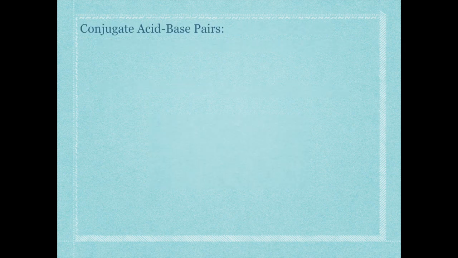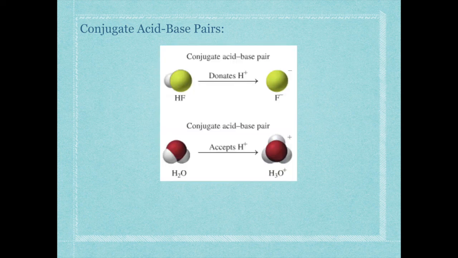So let's look at some more examples of conjugate acid-base pairs. If HF is an acid, then F- would be its conjugate base because HF lost its hydrogen ion and therefore it's going to have a negative charge, so it becomes F-. Now if water instead is acting as a base, it's going to accept a hydrogen, so instead of H2O, it's going to become H3O because it gained a hydrogen, and it will have a plus charge because it gained that hydrogen ion.